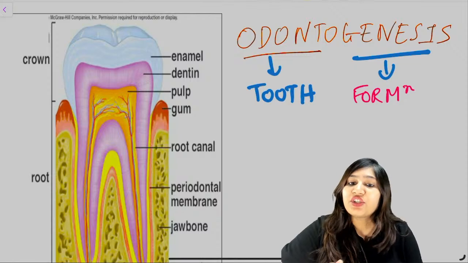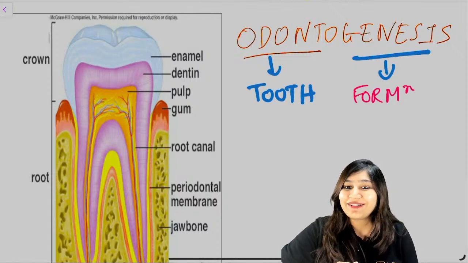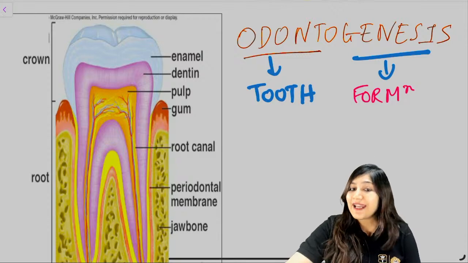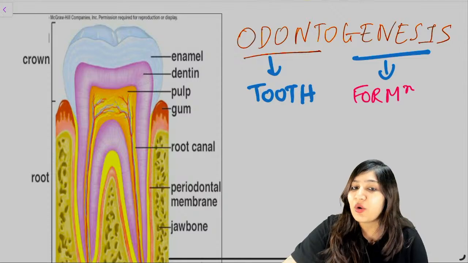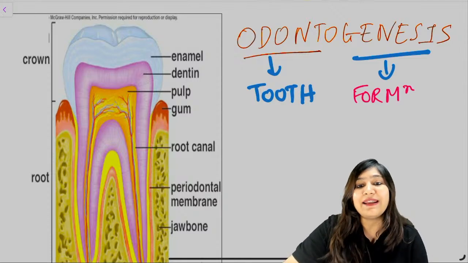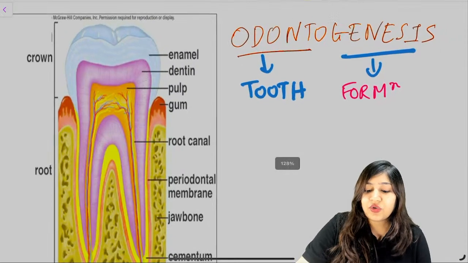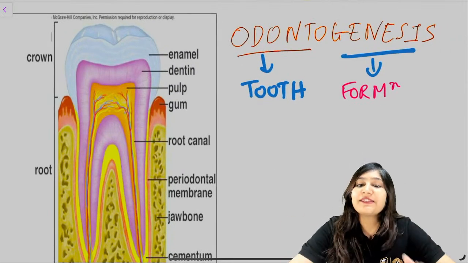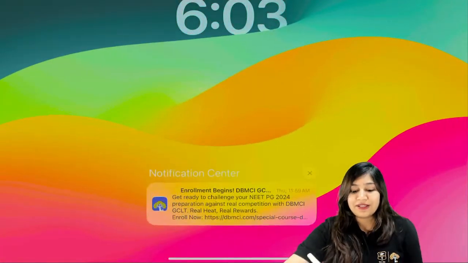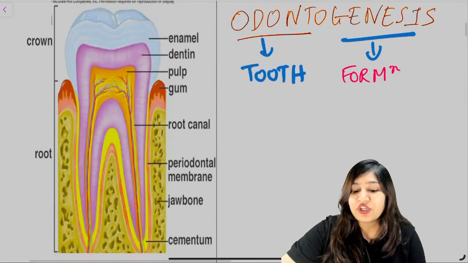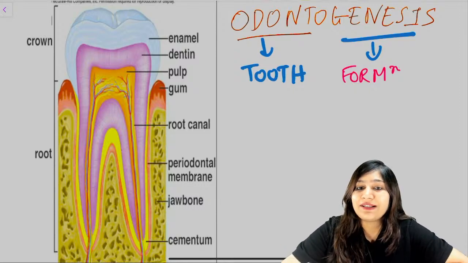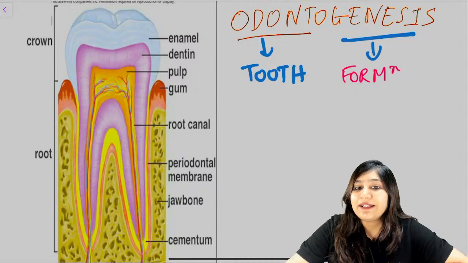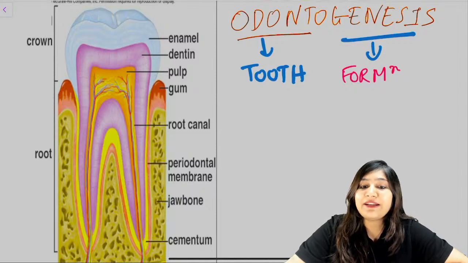Which are the dental tissues forming a tooth? Enamel, dentine, pulp, cementum, and its surrounding structures, that are periodontal ligament and alveolar bone. So how are these structures formed? This chapter is basically the formation of the dental tissues. We will discuss in detail formation of enamel, dentine, root formation, cementum formation, right?